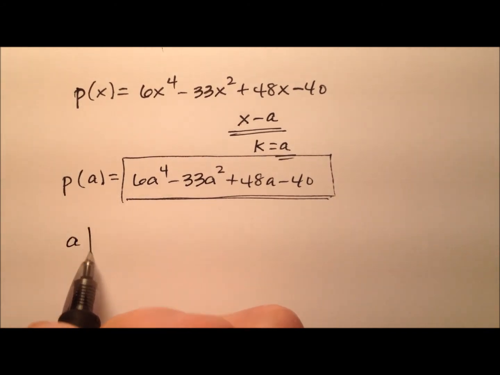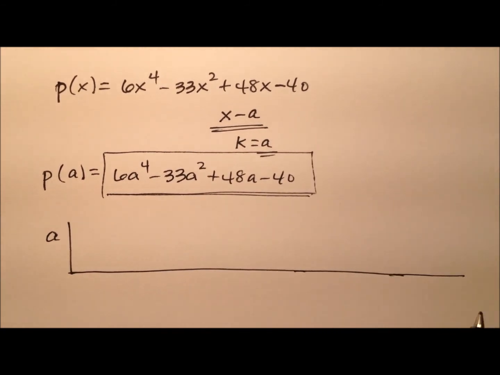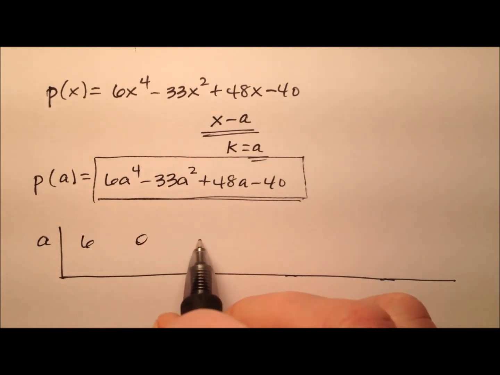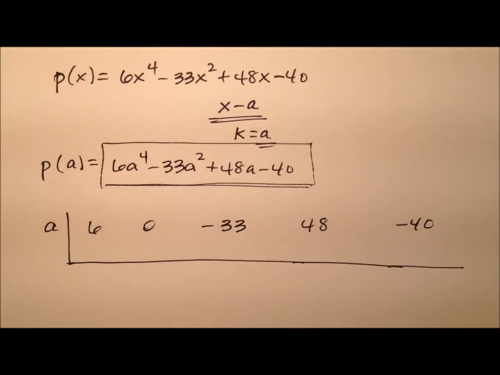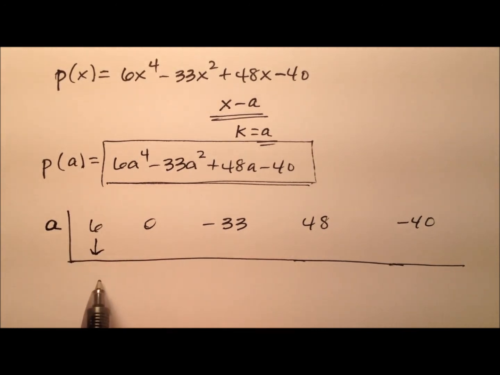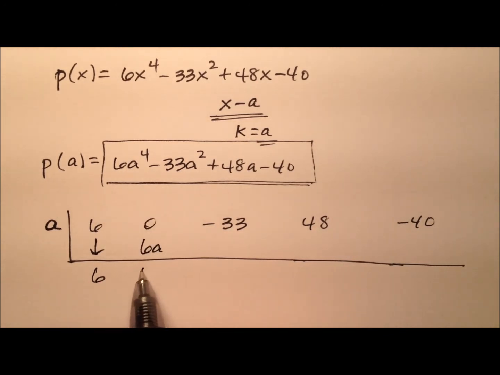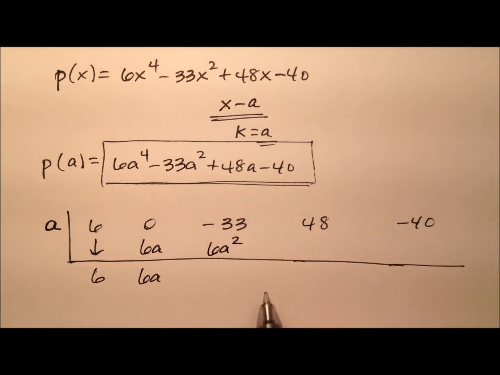Then let's do synthetic division and just use the a right here. I'm going to extend this a little farther because we're going to need some more room horizontally. So here is our 6, our 0, negative 33, 48, and negative 40. We just have the a here. We're not using a number, but that's okay. Bring down the leading coefficient and multiply. 6 times a. When I add, I have 6a. Multiplying will give me 6a squared. Adding will give me 6a squared minus 33.